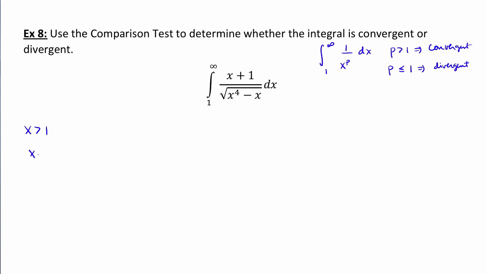So if this is the case, we have x plus 1 over root of x to the fourth minus x. If instead of dividing by root of x to the fourth minus x, we divide by root of x to the fourth, then I'm dividing by something that is larger, right? Therefore this is larger than x plus 1 over the root of x to the fourth, which is just equal to x plus 1 over x squared, okay?